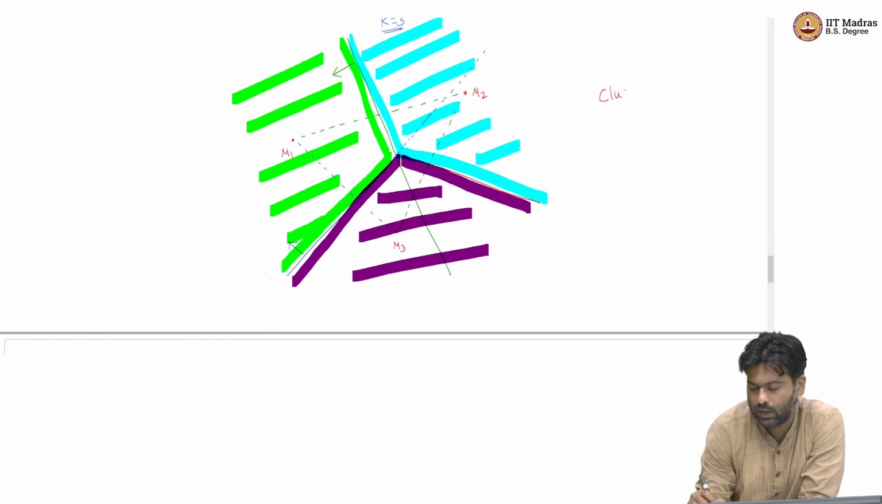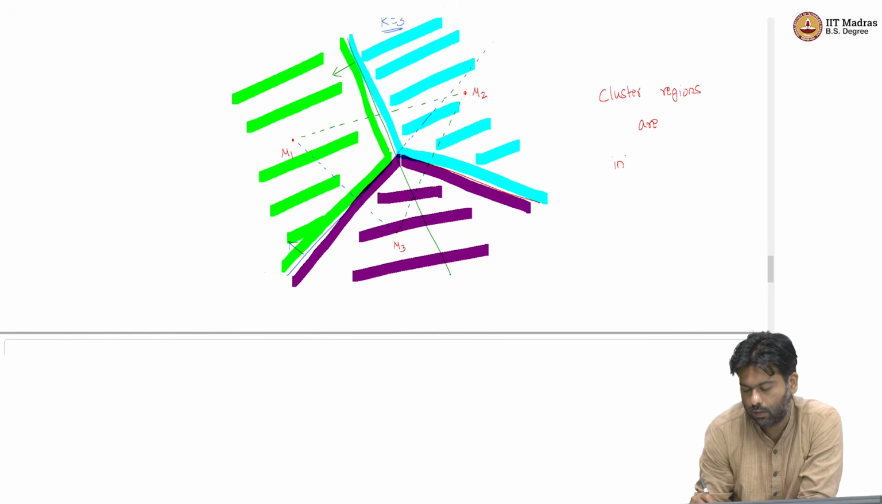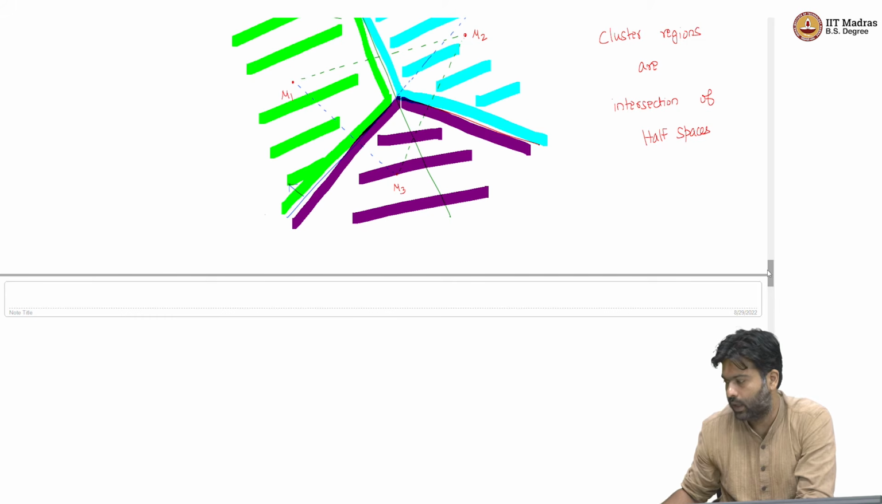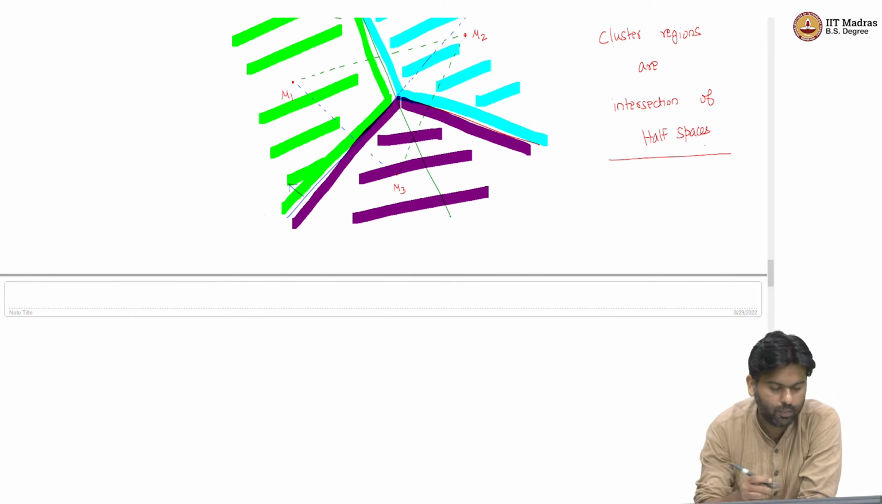So cluster regions are intersections of half spaces. This argument works even for high dimension. We are visualizing in 2D, but it's true for high dimension as well. And this type of intersection of half spaces also has a name. This is called a Voronoi region.